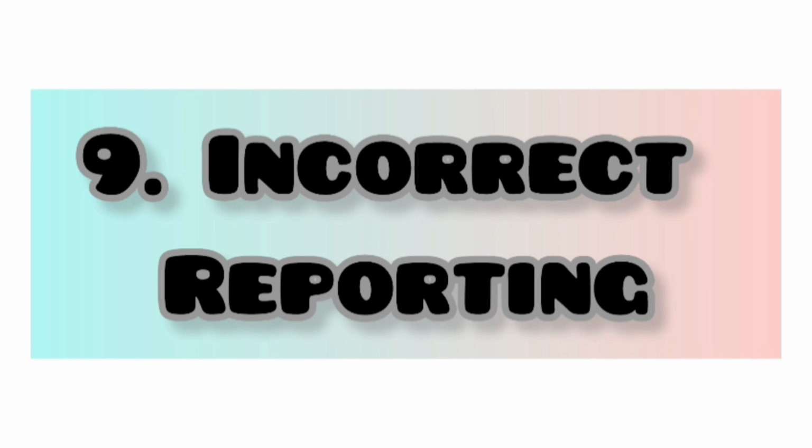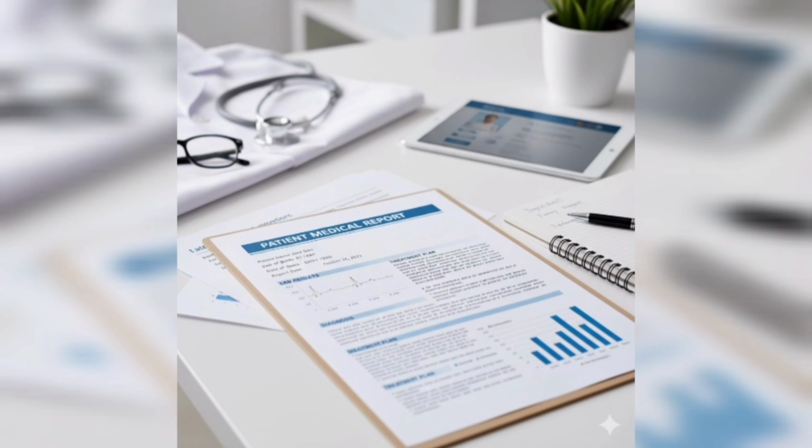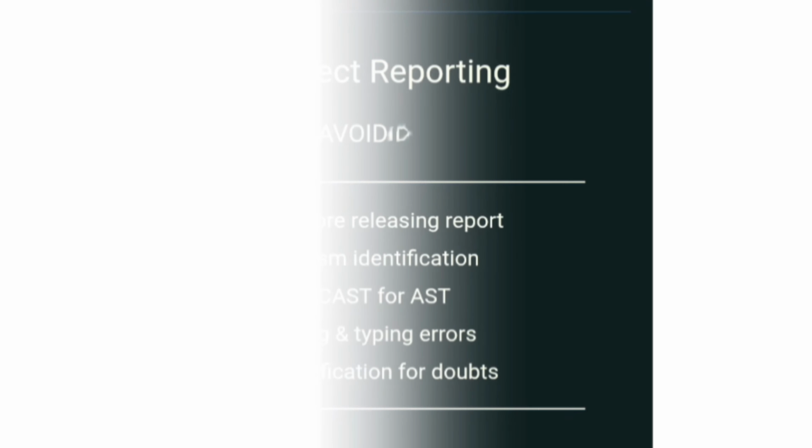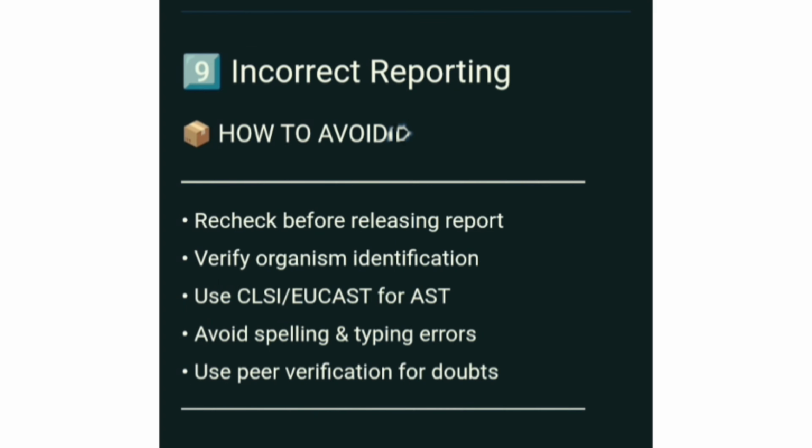The final type of mistake we are discussing is incorrect reporting. It includes typing errors, missing organism details, and also reporting the wrong antibiotic sensitivity interpretation. The precautions to be taken are: recheck the report before finalizing, follow the CLSI guidelines, and peer verification when needed.